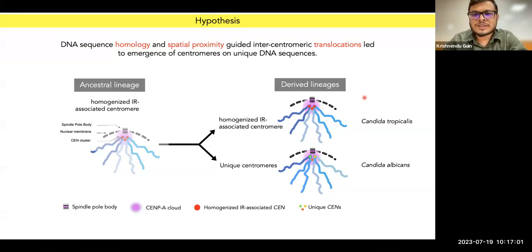But to test this hypothesis, we needed to assemble the genome of Candida tropicalis, because at that time we did not have the genome assembly of Candida tropicalis at complete chromosome level. Also, Candida tropicalis, as I told you, is an emerging species, emerging as multiple drug resistant isolates in the clinic. Of course, you guys know better than me.